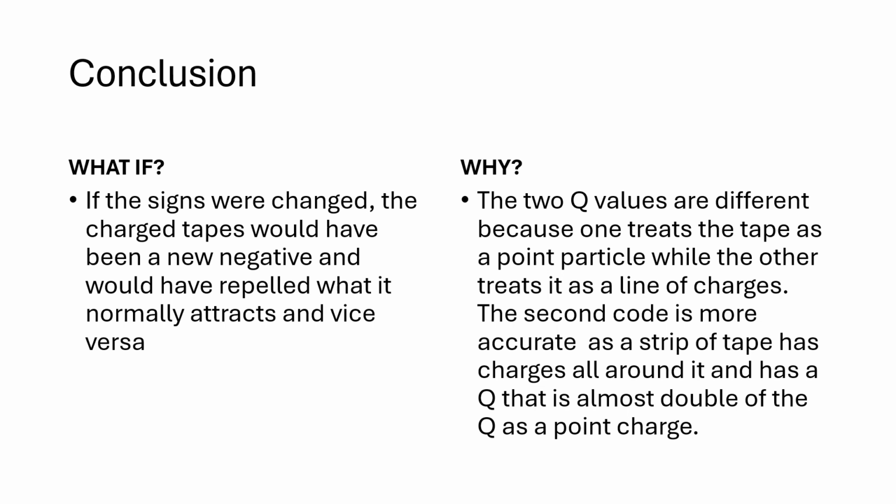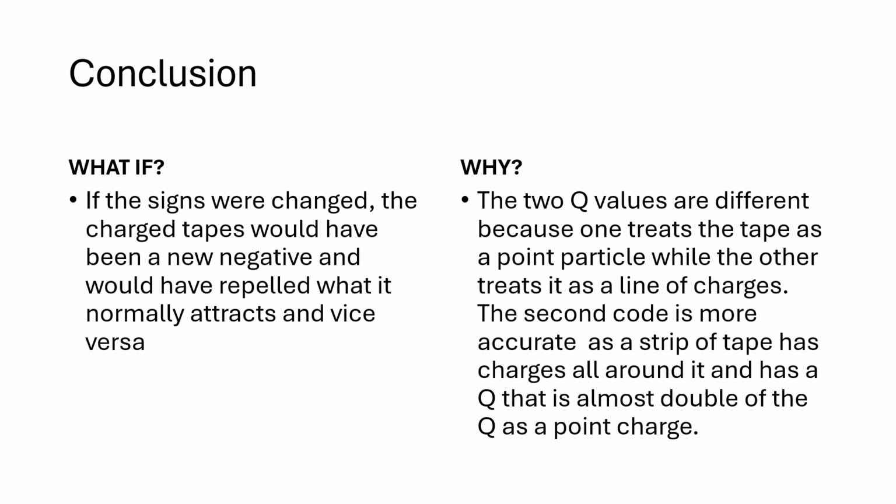And what if the signs were changed and the charged tapes had been negative, so whatever it attracted, it would repel. So when I rubbed the plastic pen, it had excess negative charges, therefore the charged tape and the pen would have repelled each other rather than attracted. And in terms of two negatively charged tapes, they would still repel each other because they have the same sign.